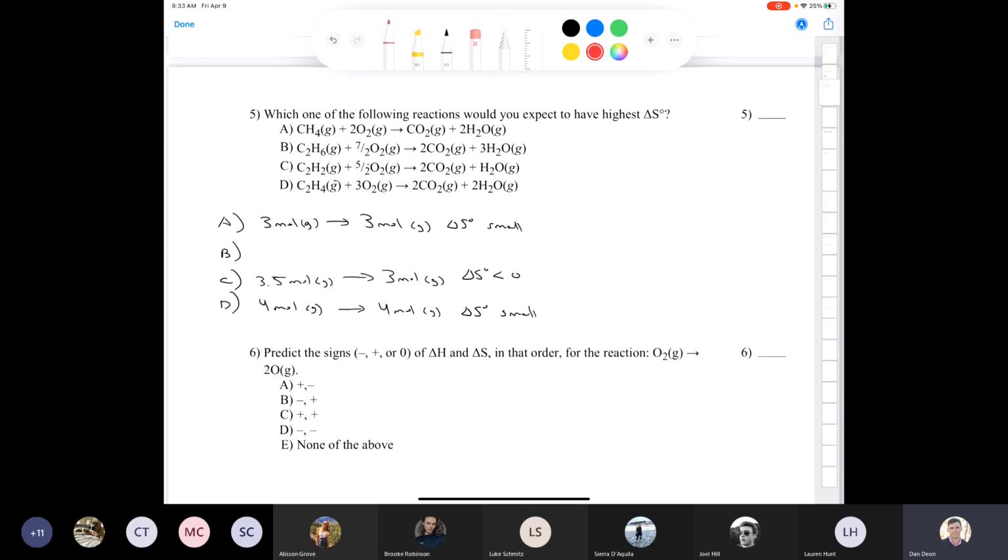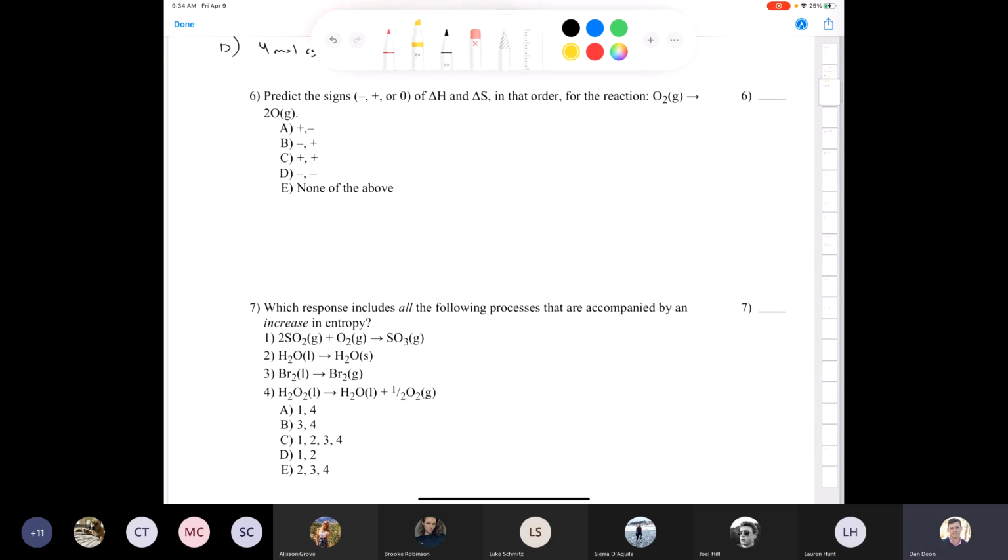But if we look at B, you see that we're going from 1 plus 3.5, so that's 4.5 moles of gas, to 5 moles of gas. So we're actually increasing the number of moles of gas, and therefore the disorder or the entropy is increasing. And so the delta S in this case is greater than 0. It's got the greatest change in entropy. And so the answer is B.